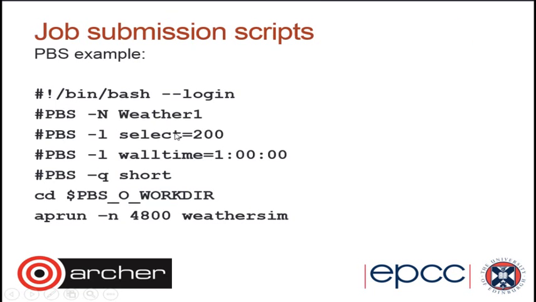Okay. So here's an example of a job submission script. You've probably seen some stuff like this already. For PBS, the first line specifies which shell is going to be used to execute the commands in the script. In this case, Bash. Bash is very typical. You can also have other shells, you can have Python or Perl even if you want. At the bottom here is the command that actually runs your simulation, with aprun saying I'm going to launch 4800 MPI ranks. I'm going to run my weather simulation code.